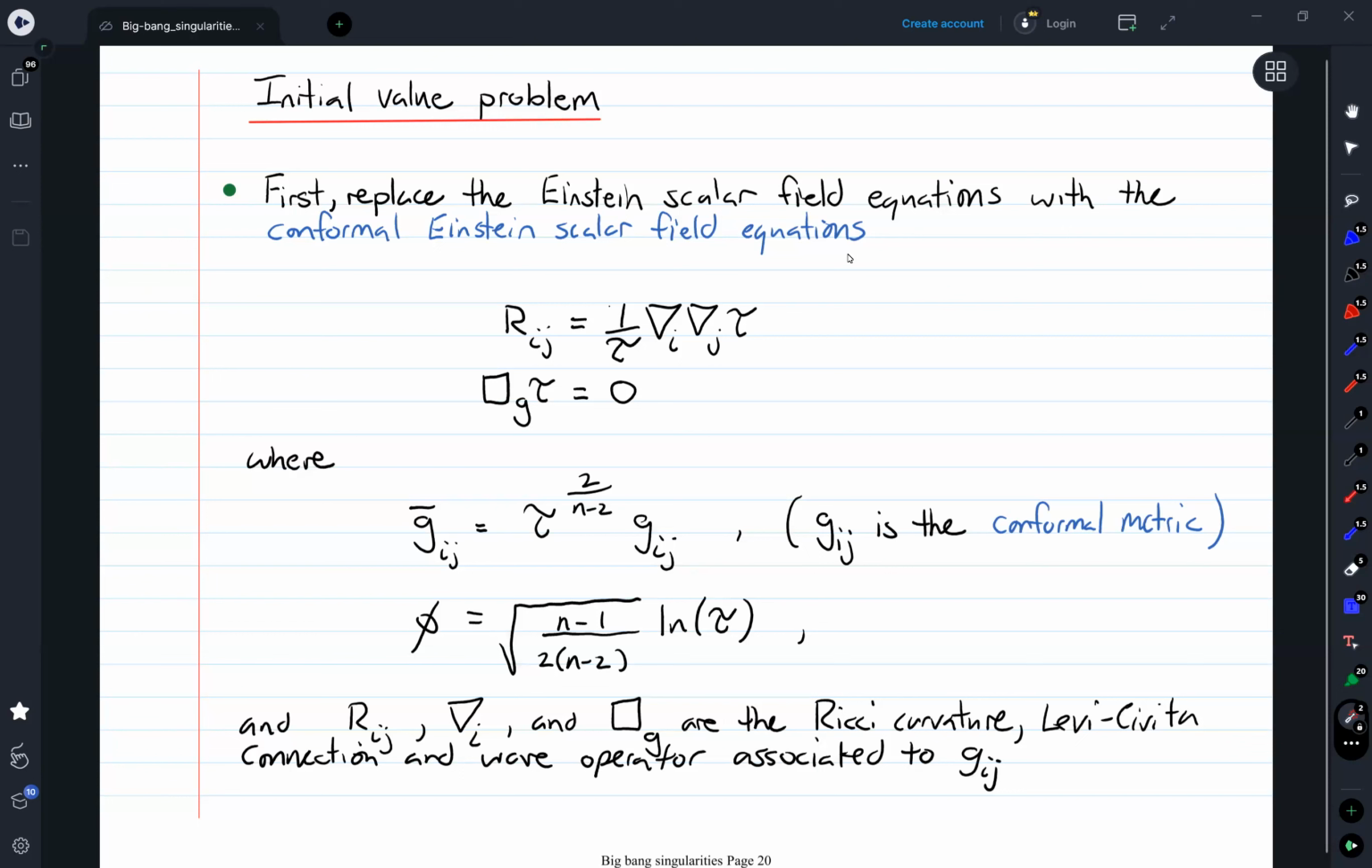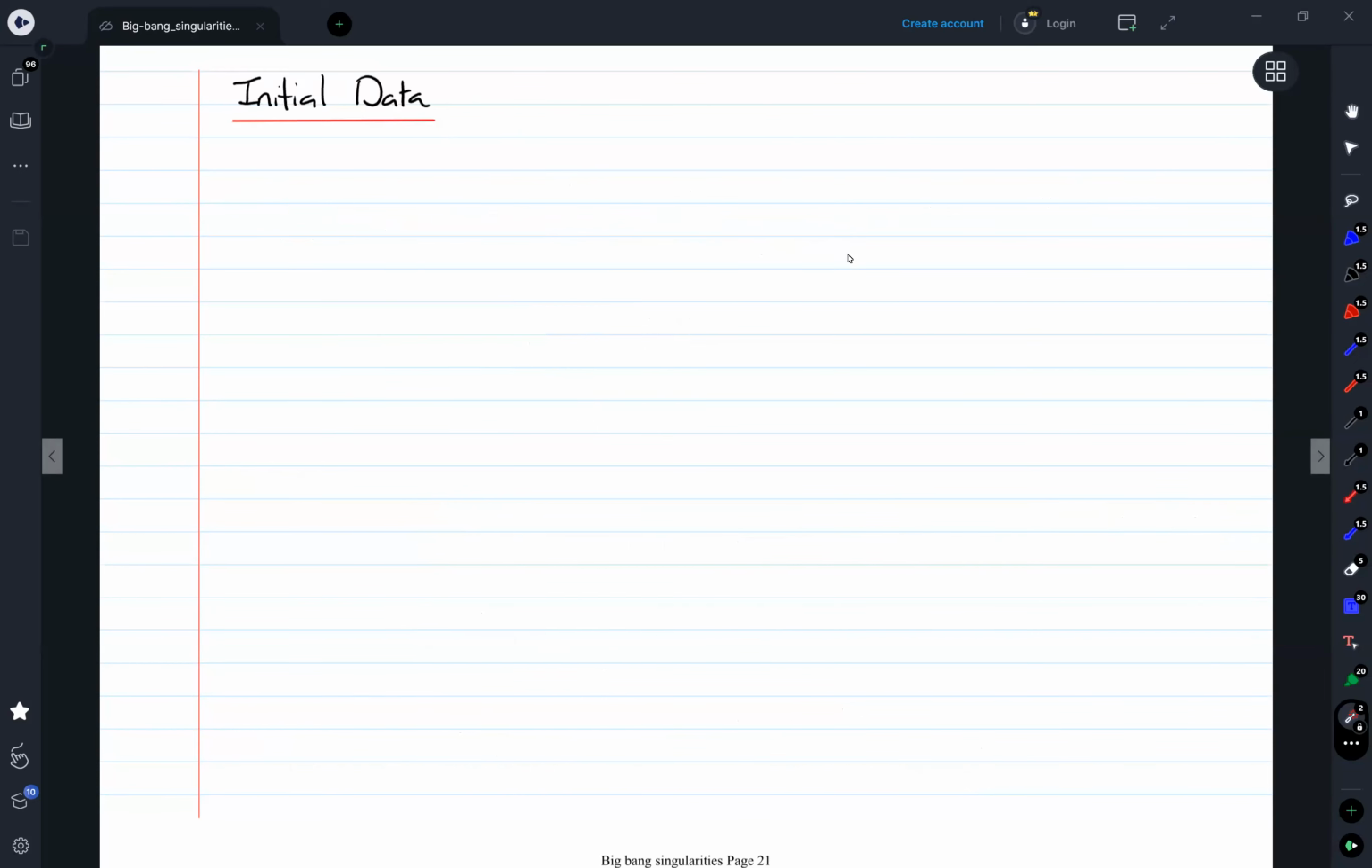So what I'm interested in is finding solutions to this system of equations. Then we want to find out whether there are Big Bangs in solutions to this that start near, in some sense, the FLRW solution. So we want to find solutions to this.